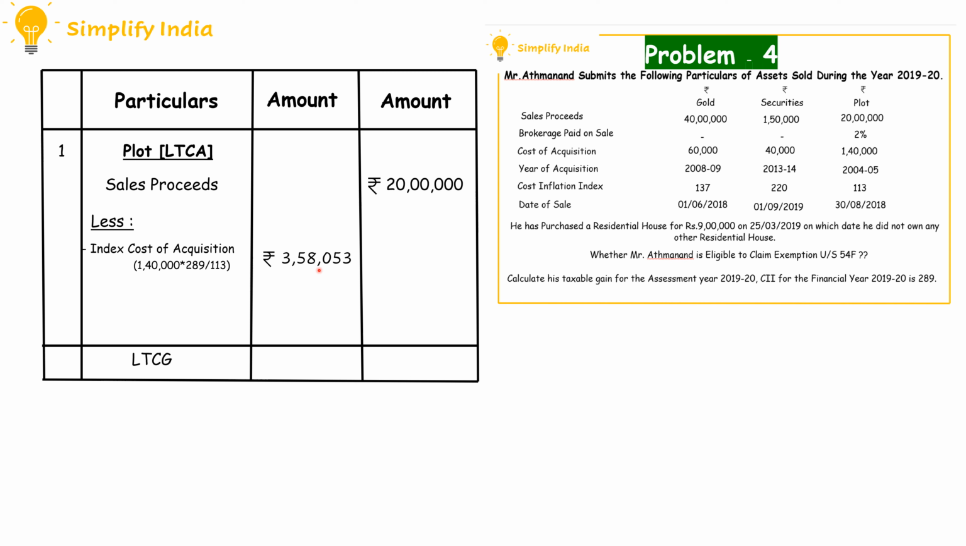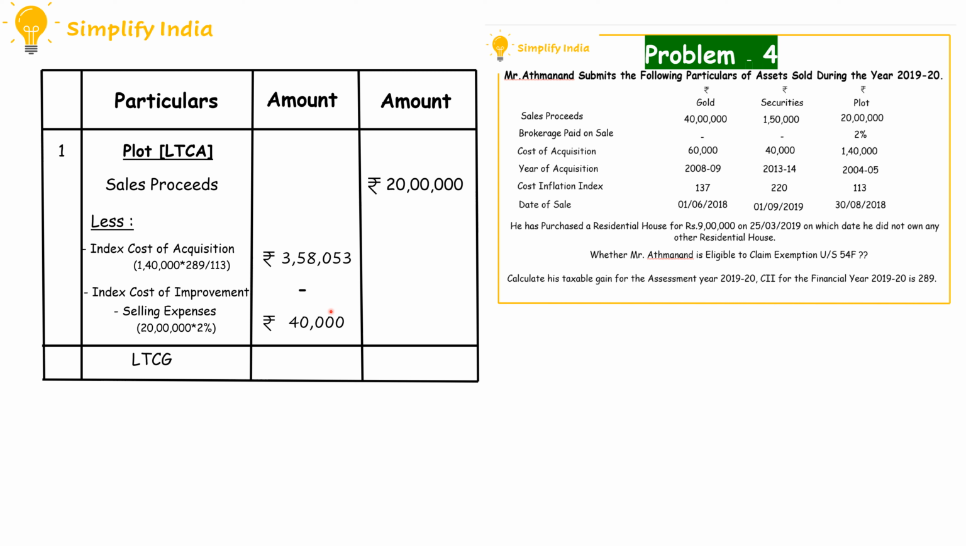we will get an index cost of acquisition of rupees 3,58,053. Next we have index cost of improvement. Here in the given problem, there is no such improvement. The improvement is not being given, so it is nil. Next we have to take the selling expenses. Here they have given the brokerage paid on sale, that is 2%, which has to be always calculated on the sales proceeds. When we take 2% on rupees 20 lakh, we will get selling expenses of rupees 40,000.